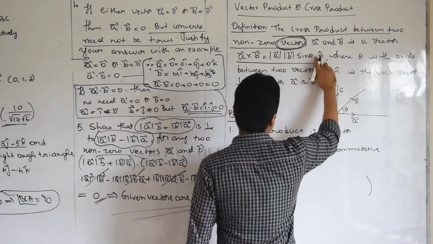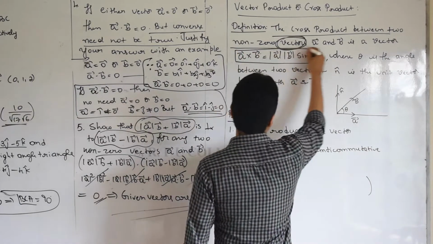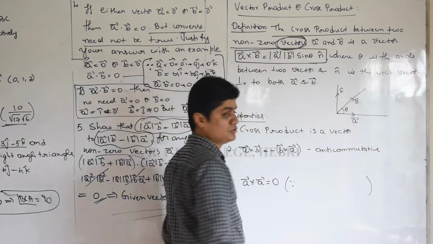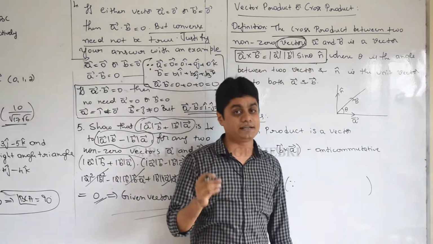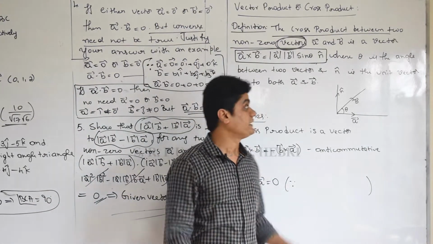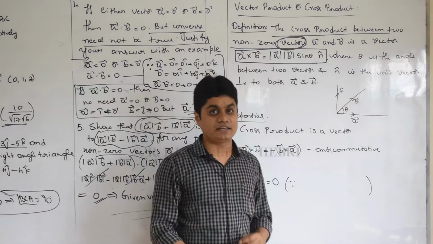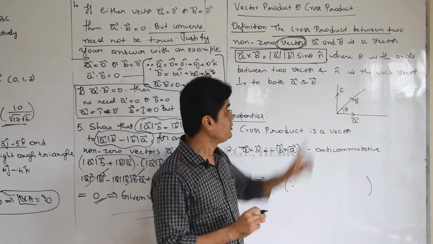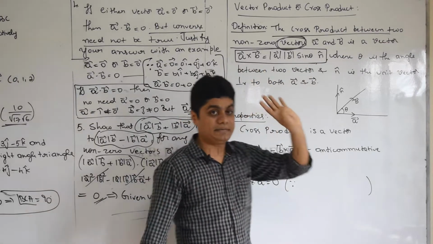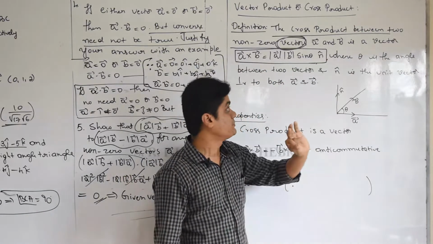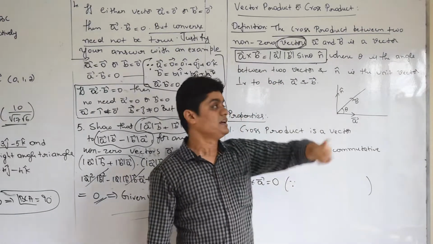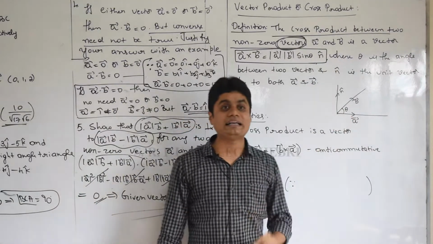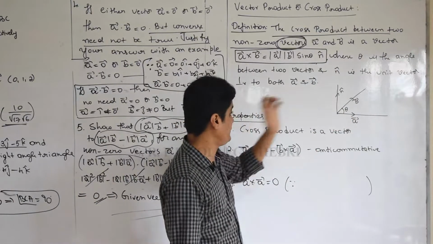Observe my definition. It is a vector A cross B, and it is equal to magnitude of vector A into magnitude of vector B into sin theta into n cap, where theta is nothing but the angle between the two vectors.